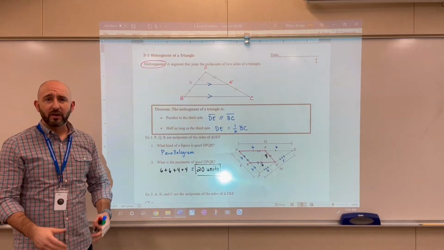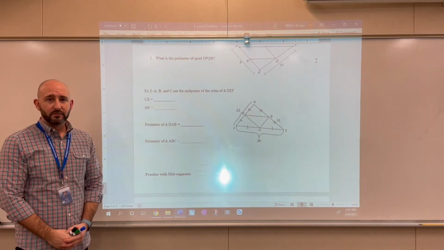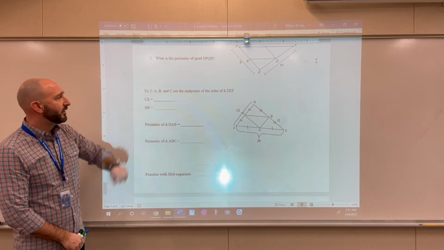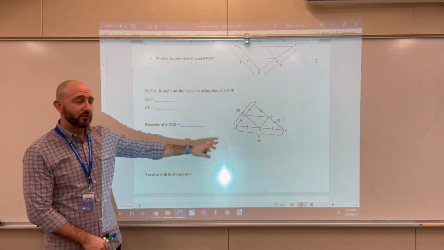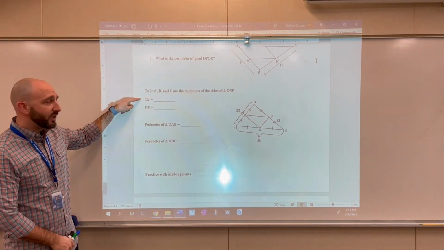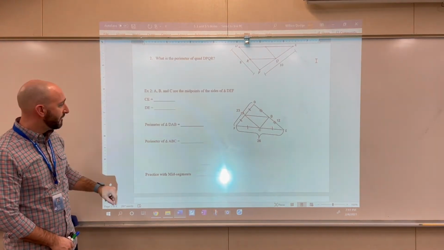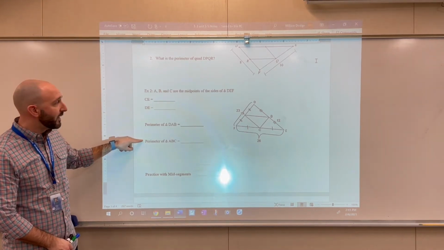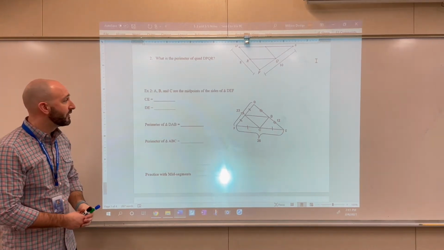Okay, now let's take a look at a second example. Okay, so in example number 2, we're told that A, D, and C are the midpoints of triangle DEF. What we're asked to do is to find the length of CE, the length of DE, the perimeter of triangle DAB, and then the perimeter of triangle ABC. So let's go ahead and try and do this.